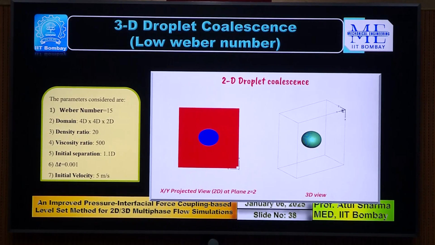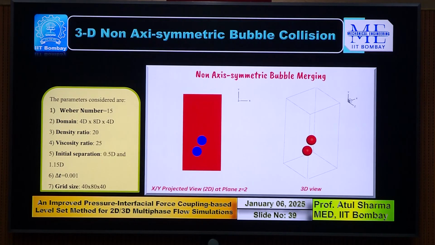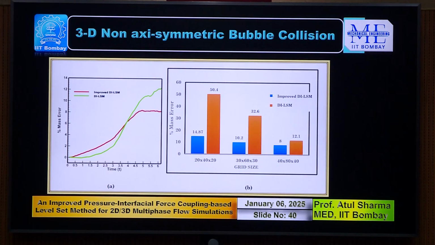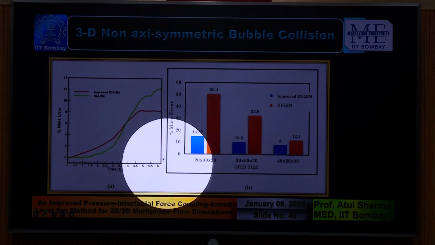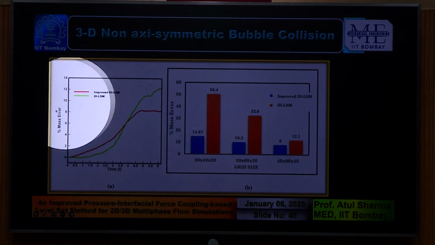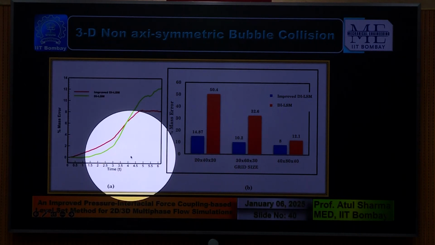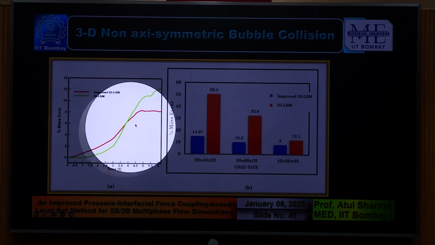Then we did two droplet coalescence in 3D situations. Actually, this is an axisymmetric problem. This we did for comparison, validation. But later on, we did a pure 3D problem, which is a non-axisymmetric bubble merging. In this case also, if you compare the mass errors, this is a 3D simulation, so we had not gone into very fine details. But still, you can see the variation of mass error with respect to time for the improved interface level set method.